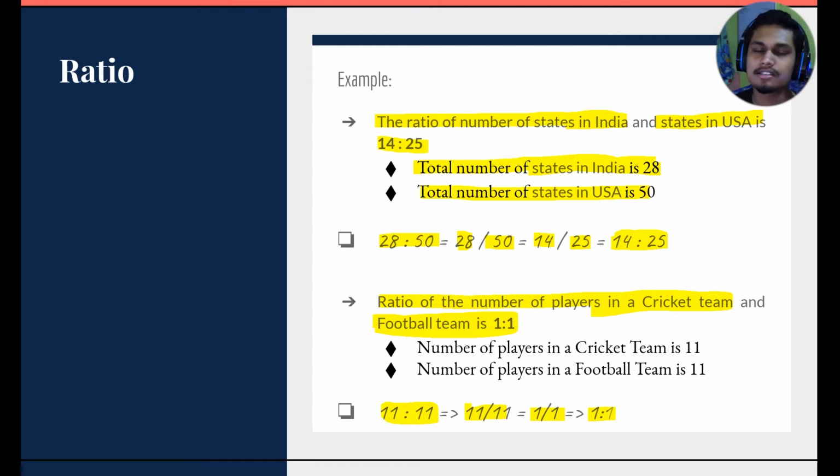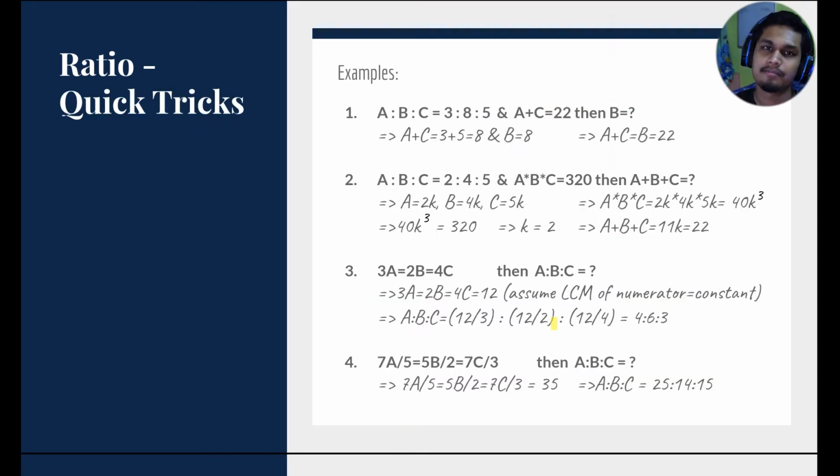So that means the number of players in a cricket team is equal to the number of players in a football team. There is no difference in the quantity of players in a team. So these are the practical applications of ratio. We can understand how ratio works in daily life. Let's see some quick tricks of ratios.